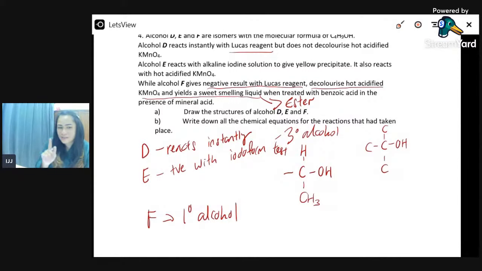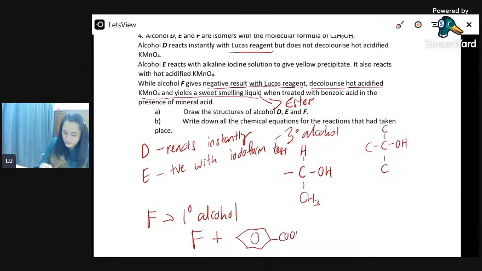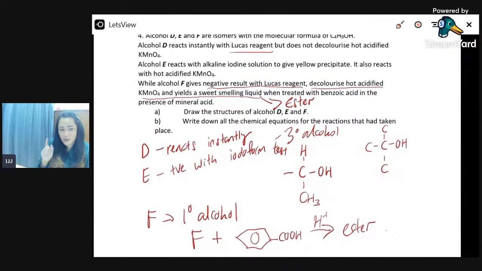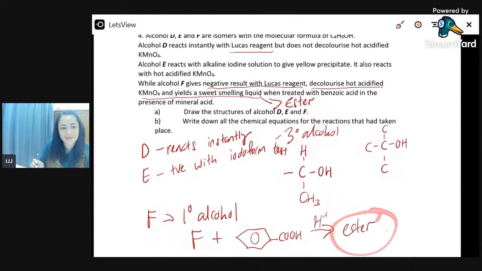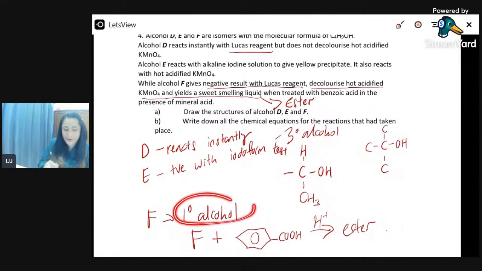Ester. So, when you have this, you write it. F reacts with benzoic acid. Okay, benzoic acid is a benzene ring directly attached to COOH, so it will form an ester, in the presence of acid. Okay, so you must remember this. F is definitely an alcohol. An alcohol can react with a carboxylic acid to yield an ester. So F is a primary alcohol.